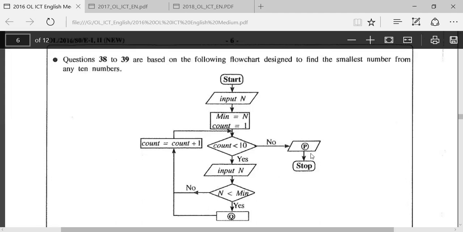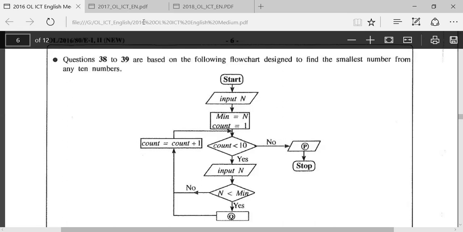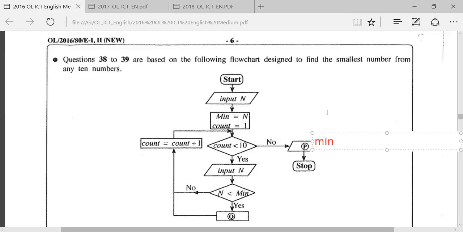P, you can find it straight away. Why? You have to find the smallest number. So smallest number, what's the word? Min, right? So P, it will be min. Why? For the min variable, we are assigning the smallest number. So min equal in. So whatever the value came in, it will be equal to min, and then it is compared. So here P will be min.